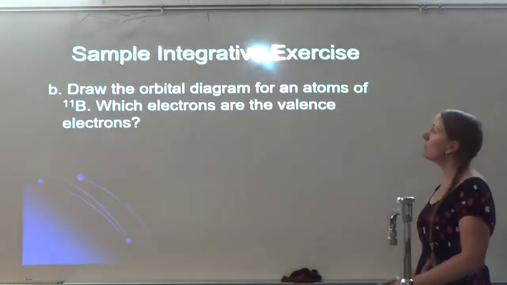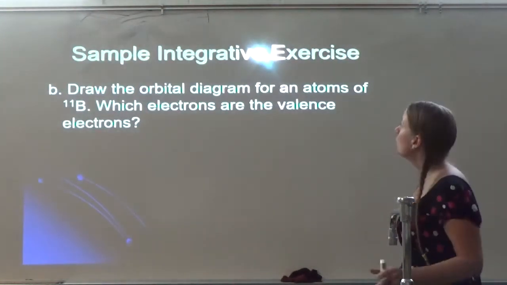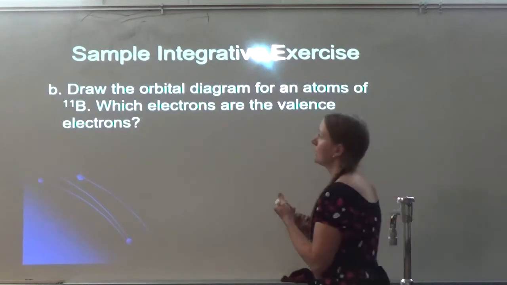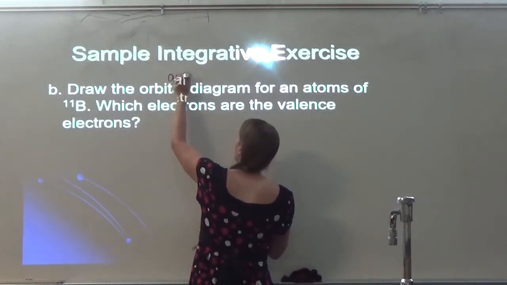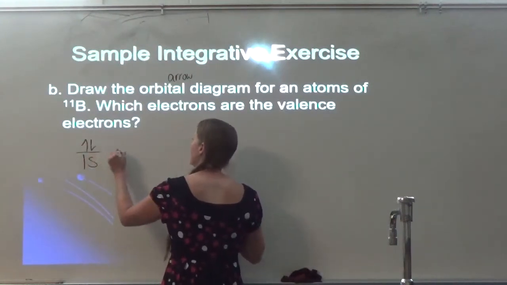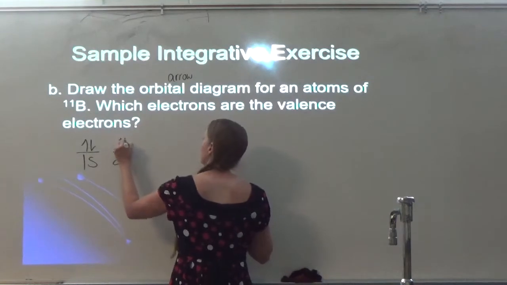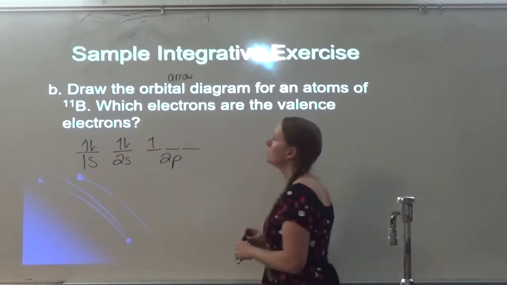All right, so it says draw the orbital diagram for an atom of boron 11. Which electrons are the valence electrons? Okay, so remember, orbital diagram is arrow configuration. All right, so we have boron. So I go 1s, hydrogen, helium, 2s, lithium, beryllium, 2p, I just need 1 for boron.